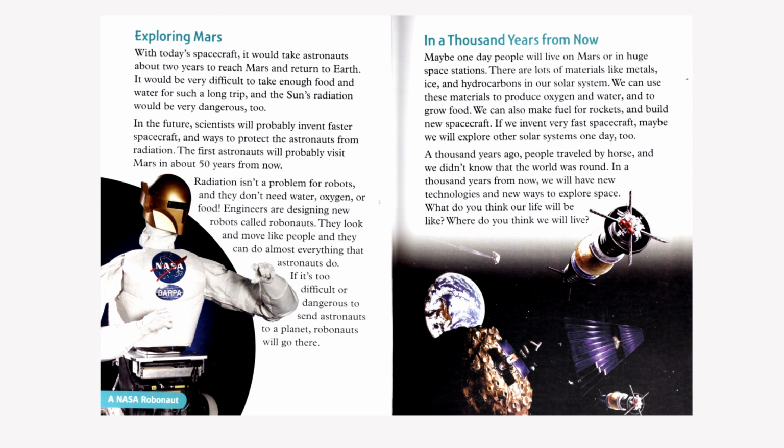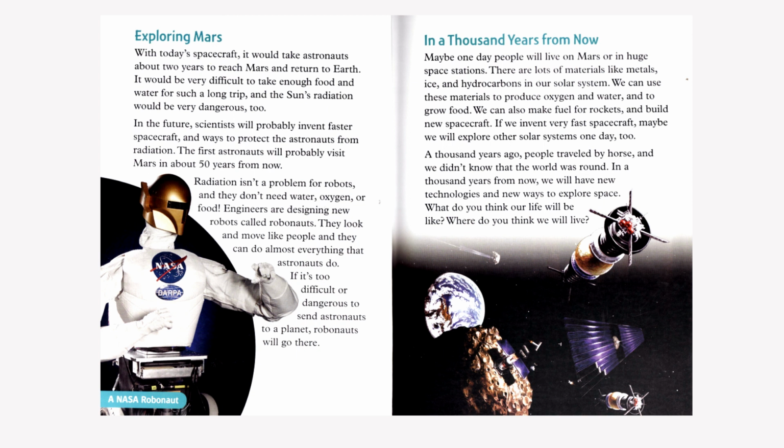Radiation isn't a problem for robots, and they don't need water, oxygen, or food. Engineers are designing new robots called robonauts. They look and move like people, and they can do almost everything that astronauts do. If it's too difficult or dangerous to send astronauts to a planet, robonauts will go there.